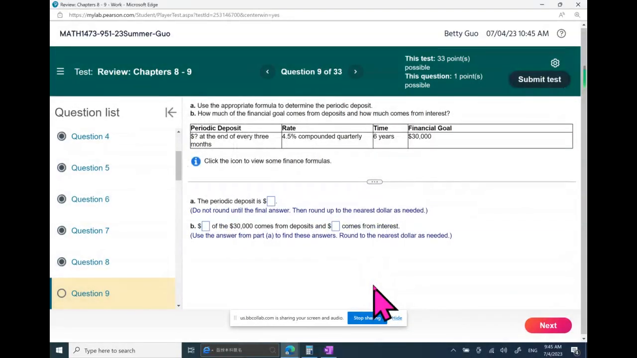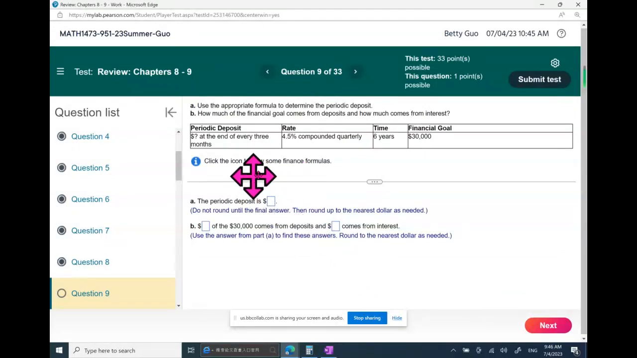Question number 9. Use the appropriate formula to determine. You don't have to follow the method that the question asks you. It doesn't matter as long as you give the correct answer. So this is also about annuity. But this time we are not looking for the value of the annuity. Instead, we know our financial goal in the future. We want to know how much we contribute periodically to guarantee to achieve that financial goal, right?